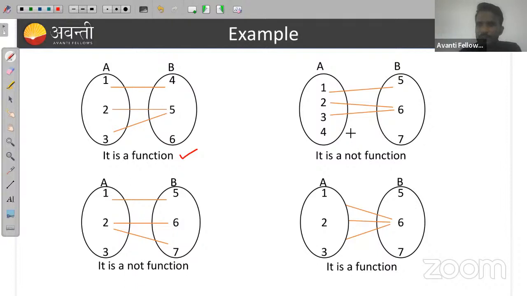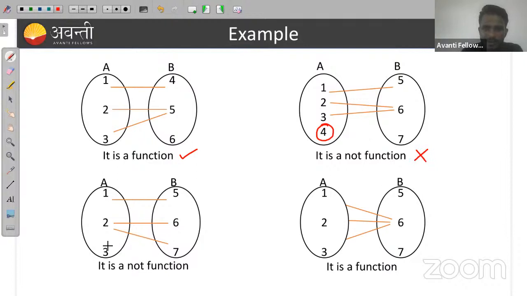Now this one is not a function. Why? You can see that 4 is an element of A, and the initial condition was that every element of A should be related to B, but 4 is not related to anyone. So in that case it is not a function. We do not care whether the elements of B are related or not, that doesn't matter. We should care about A: there must be an arrow from A to B for every element of A. So that's why it's not a function.